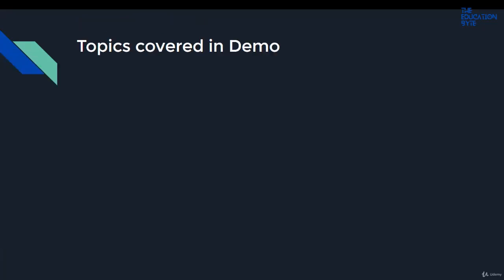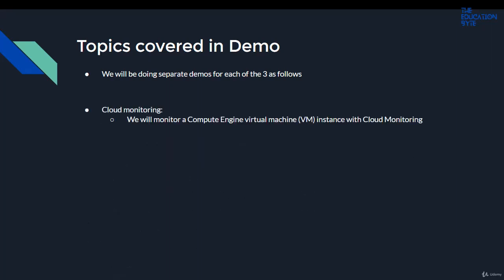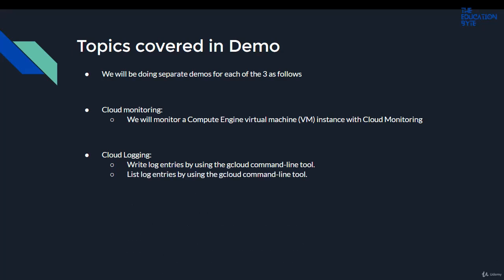So what are the topics that we are going to cover in the demo? We'll be doing separate demos for each of the three: monitoring, logging, and error reporting. For Cloud Monitoring, we are going to monitor a Compute Engine virtual machine instance. For Cloud Logging, we are going to write log entries by using the gcloud command line tool. We will list log entries by using the gcloud command line tool, and we'll list log entries by using the Logging API. And we'll view and query log entries by using the Logs Explorer.